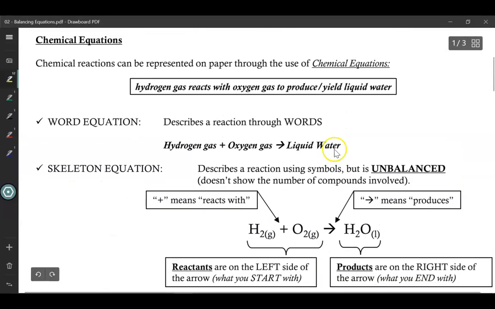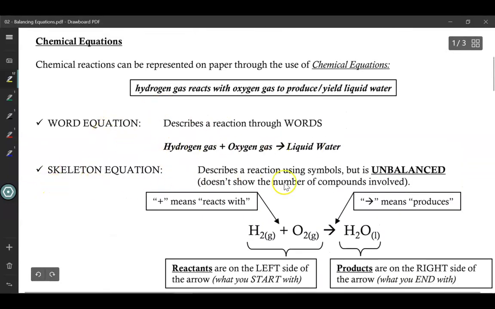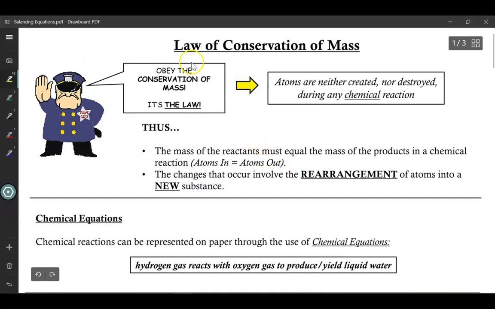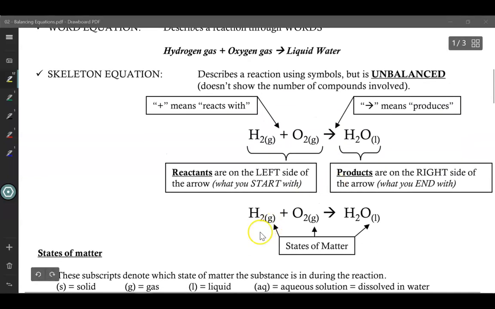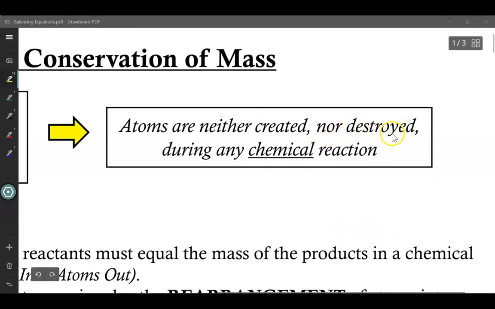Now, so far we have looked at word equations and skeleton equations, but there's a problem with the skeleton equation. The law of conservation of mass states that atoms are not created and they're not destroyed during a chemical reaction. So the atoms going into reaction must be the same atoms coming out of the reaction. They're just being rearranged. But when we look at the skeleton equation, we see there are 2 hydrogens going into the reaction, 2 hydrogens coming out of the reaction. So far so good. But 2 oxygens going into the reaction, while only 1 comes out. That's not allowed. Atoms don't just mysteriously disappear and they don't get destroyed.